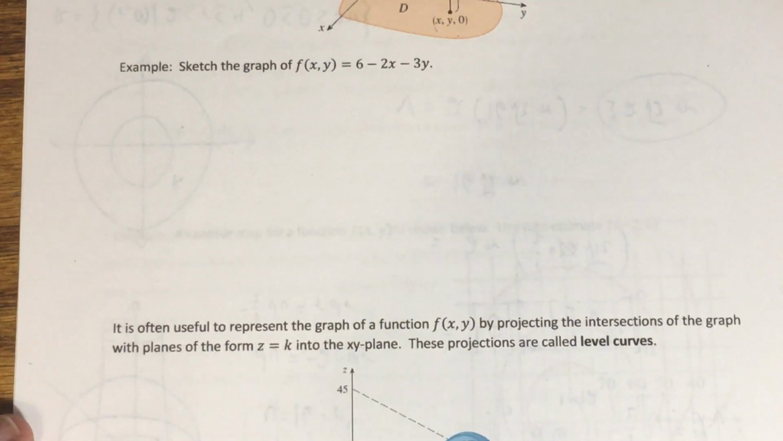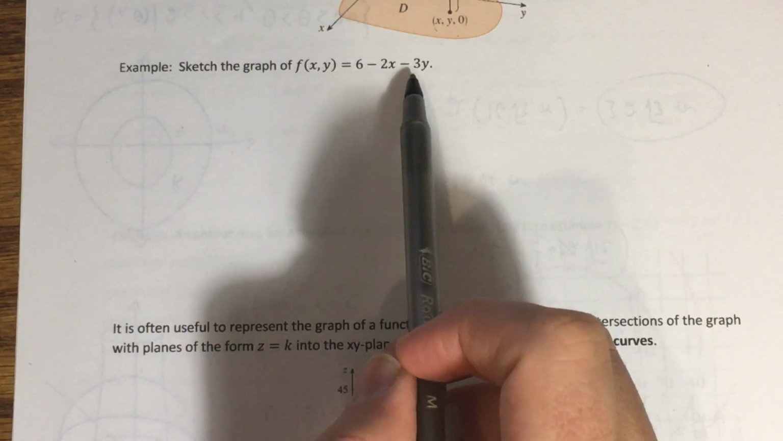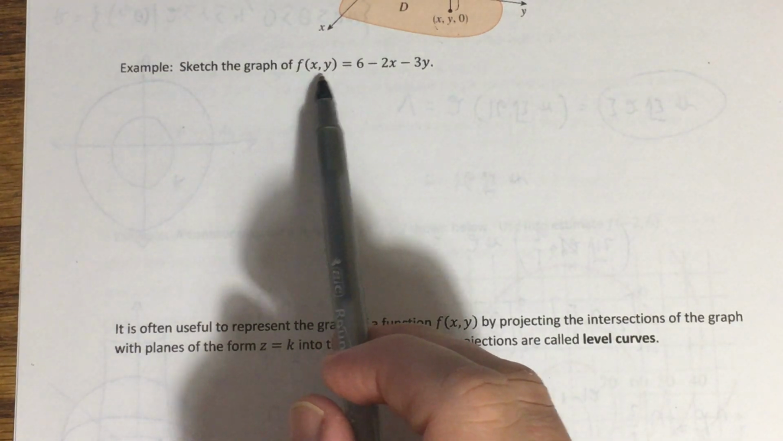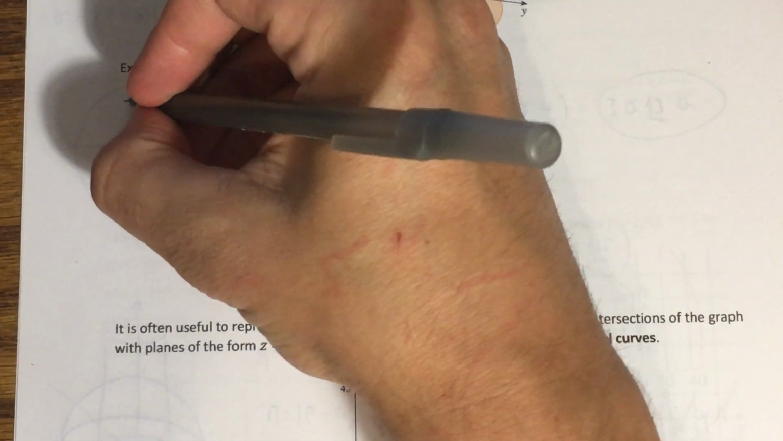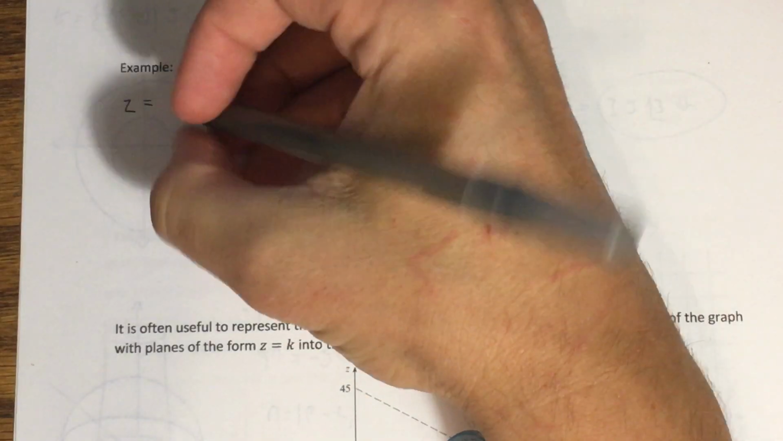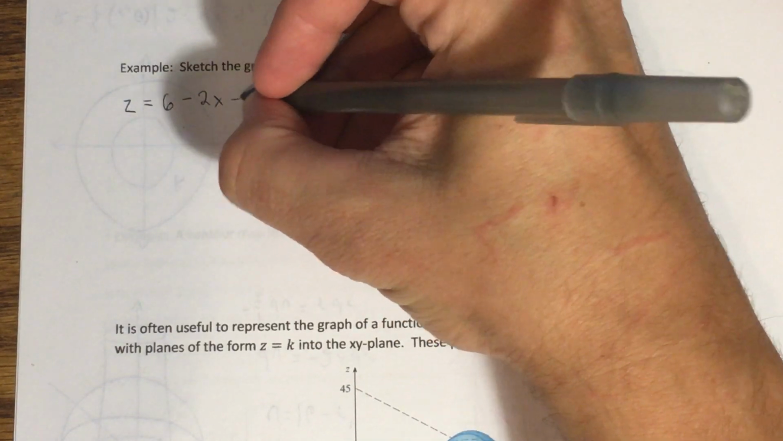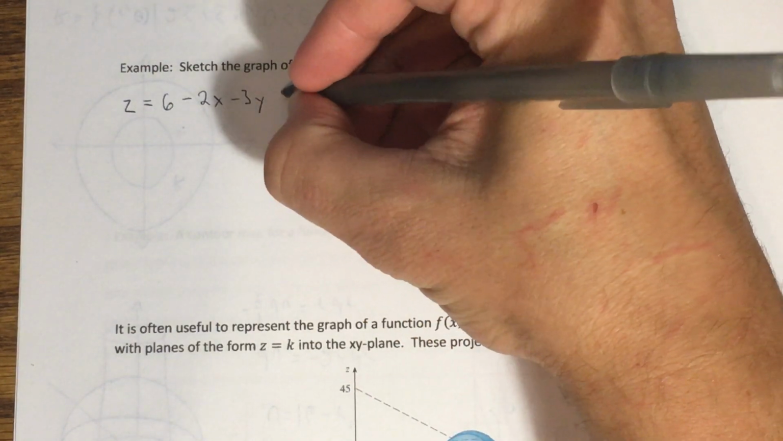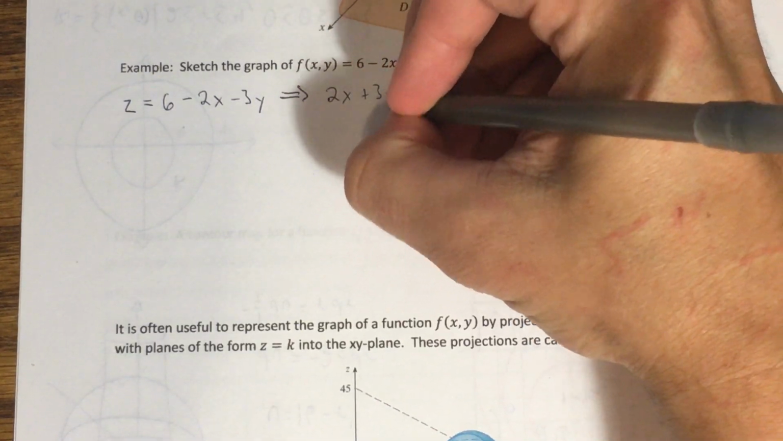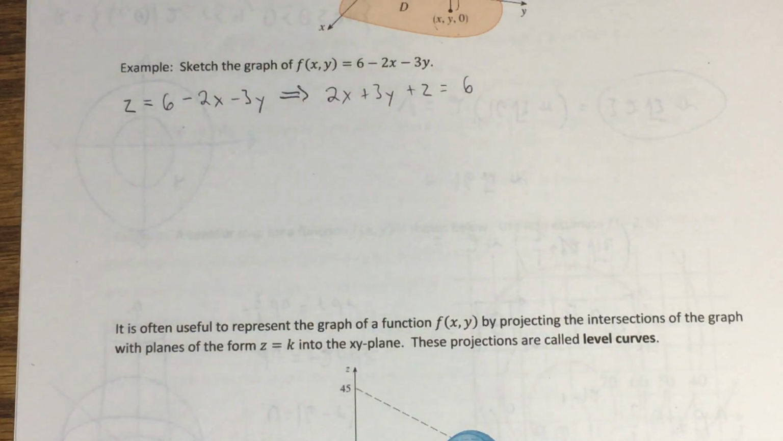Let's try doing one of these by hand. I want to sketch the graph of f of x, y equals 6 minus 2x minus 3y. So a good way to do this is to replace the f of x, y with a z. Because again, that's the idea. We want to think of that as the z value of the points that we're graphing. z equals 6 minus 2x minus 3y. Let's write this differently. This is the same thing as 2x plus 3y plus z equals 6. Okay.